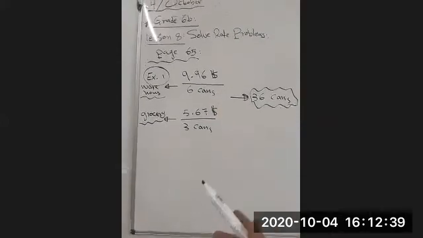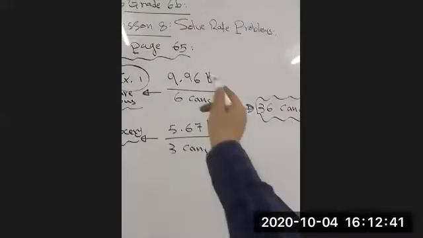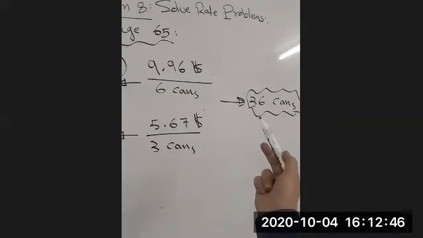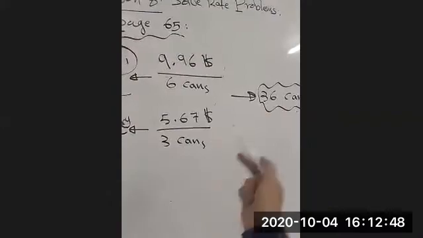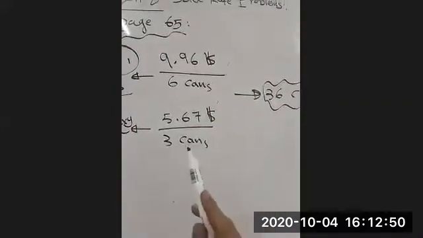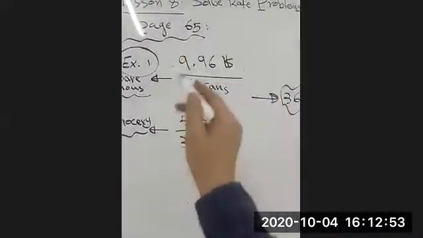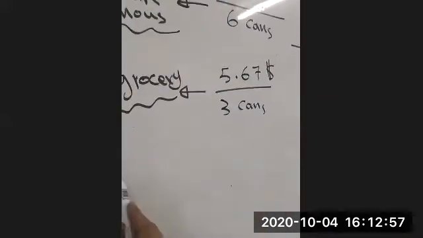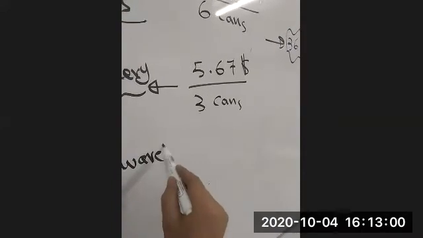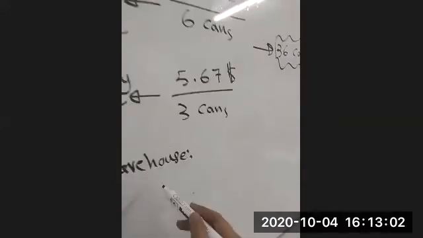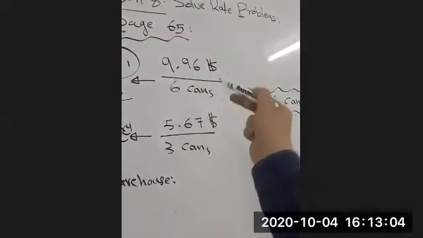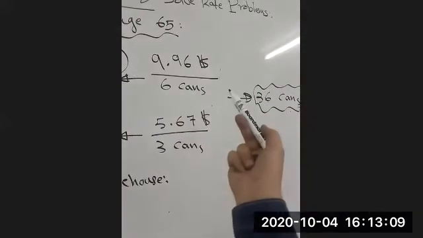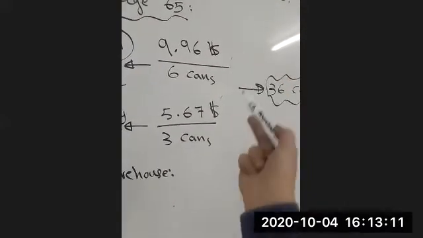Now to know it, guys, we need to find the unit price here and the unit price here and find the price of the 36 cans in both offers. Okay guys, so let's know the 36 cans price in the first one. Now let's start with the warehouse. We'll turn it to unit price. How? By dividing by 6 up and down, right?